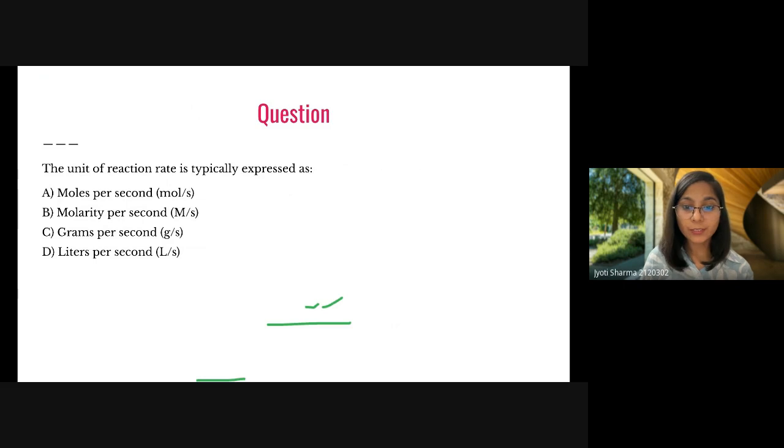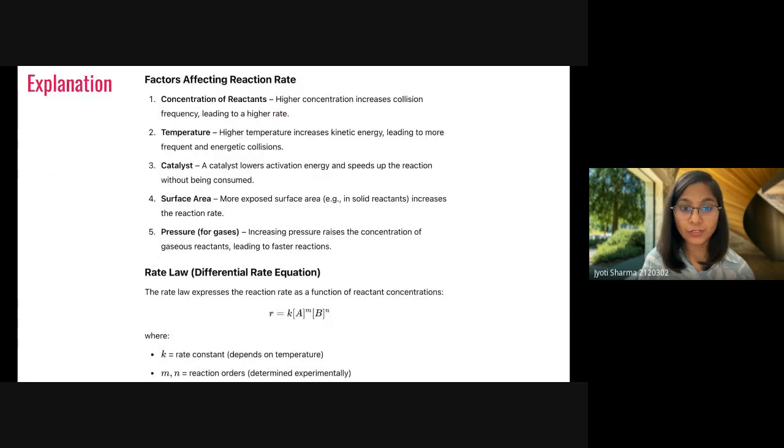Okay, the next question is, let me clear this. The unit of reaction rate is typically expressed as, we have already learned, what do you mean by this reaction rate? Can you tell me what is the unit of reaction rate? We have four options: mole per second, molarity per second, gram per second, and liters per second. It's option A, mole per second. If I say that this is not mole per second but molarity per second, what do you think? Let me share this again.